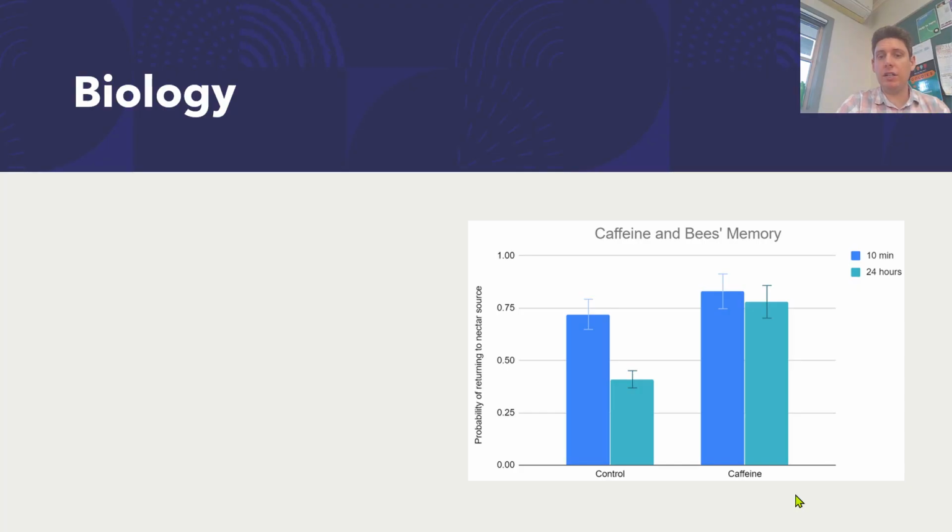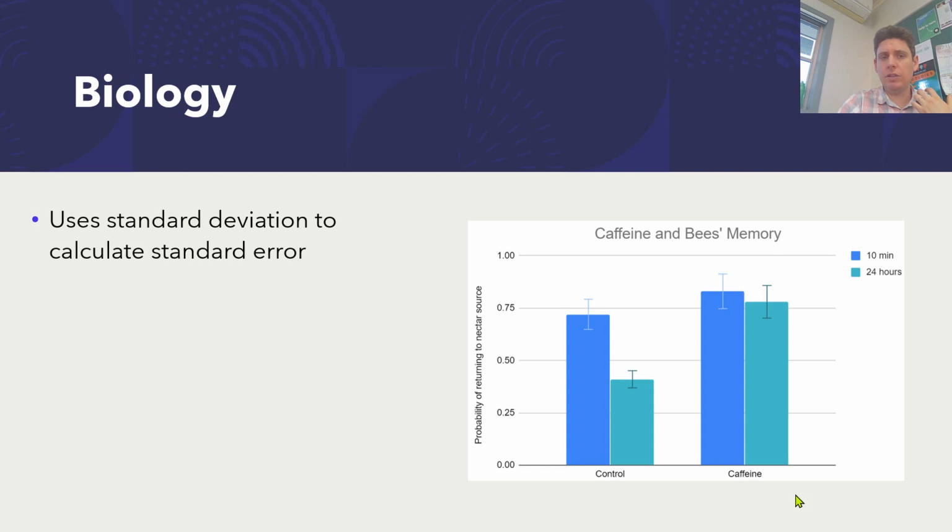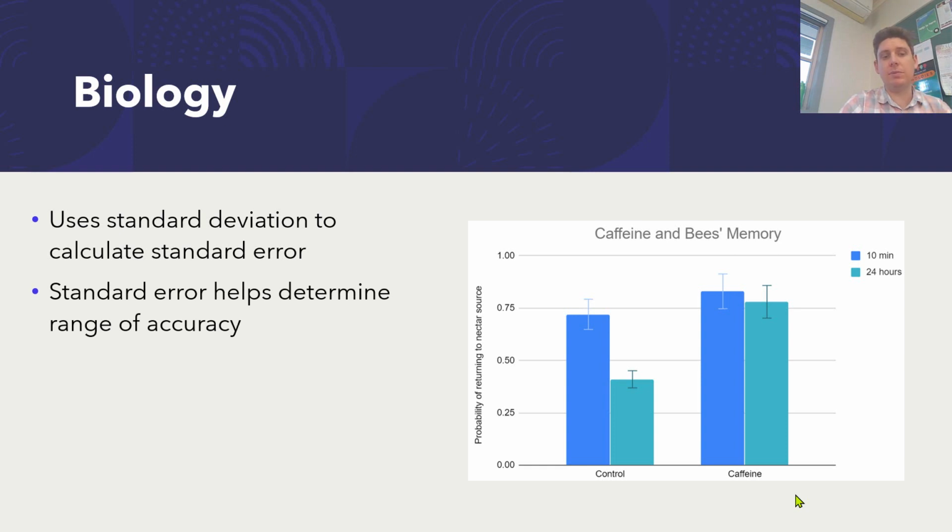So in biology, you get a bunch of data, you put it into a graph like this, and you have error bars. We use standard deviation to calculate this thing called standard error. Standard error helps determine the range of accuracy, aka the error bars. This is the formula for standard error. You can see it's the standard deviation over the square root of the number of data points.